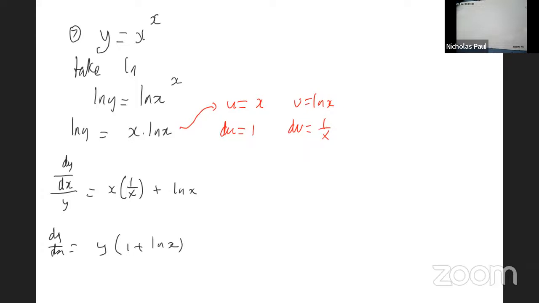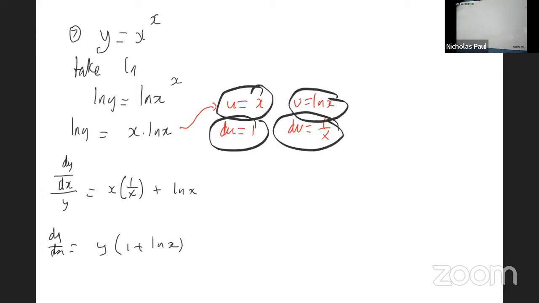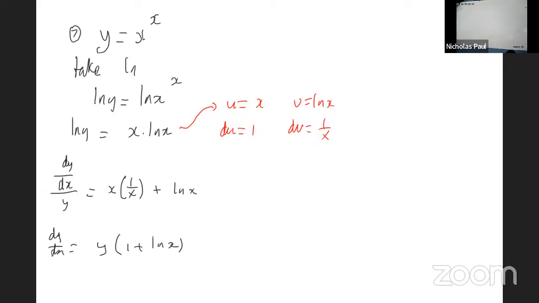Product rule, remember product rule, u dv plus v du. If you feel you'll forget product rule, check back the formula and just substitute it back. And you'll be left with dy dx is equal to x on x.